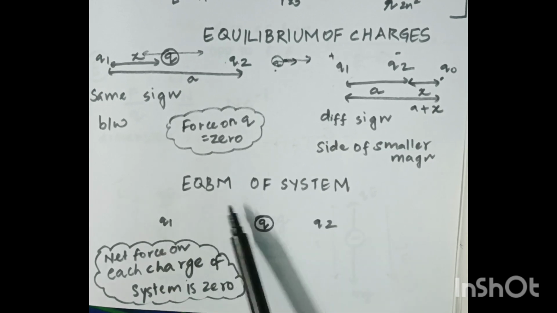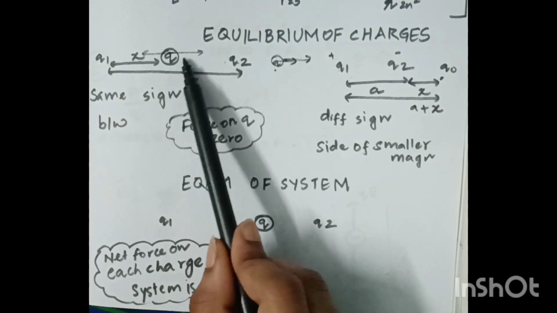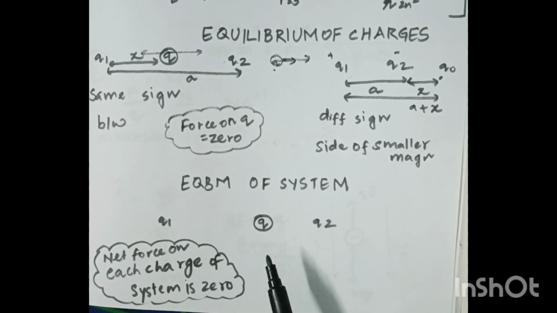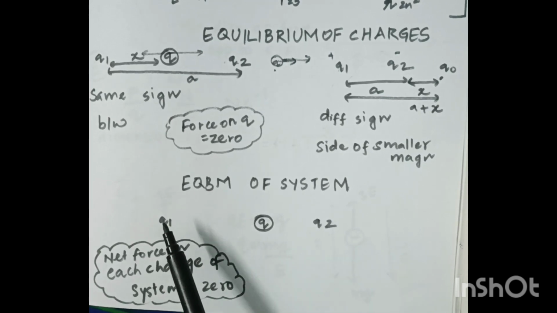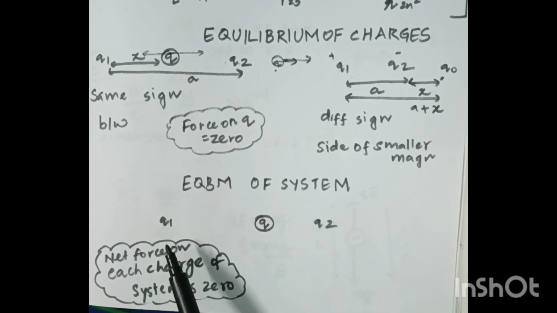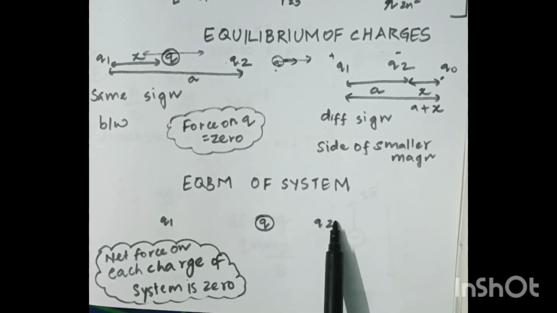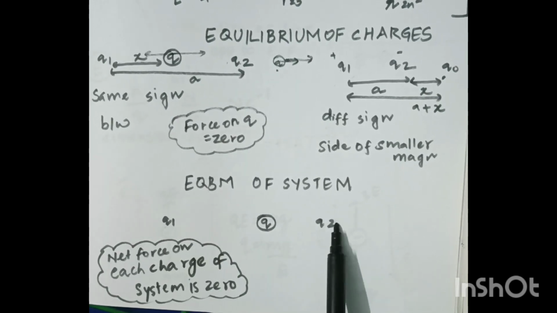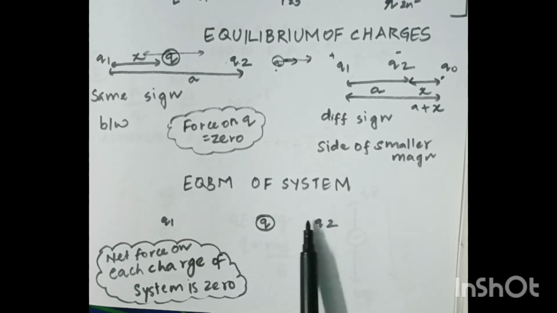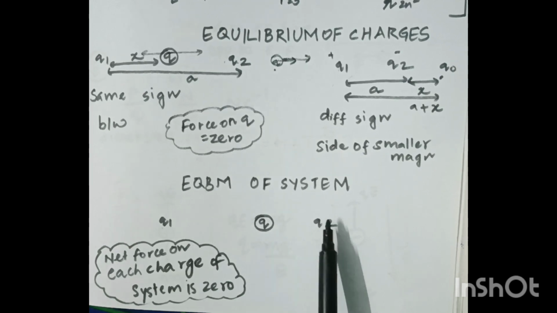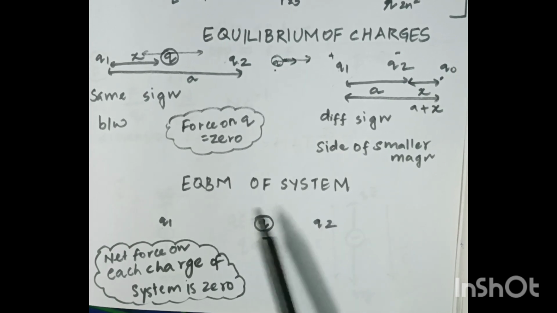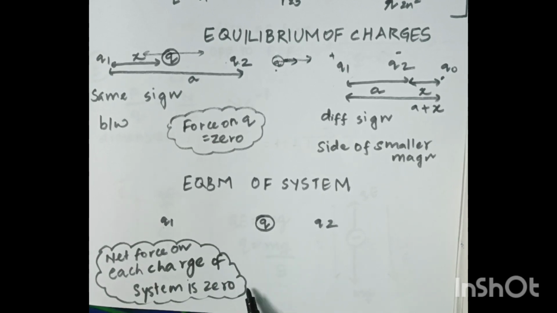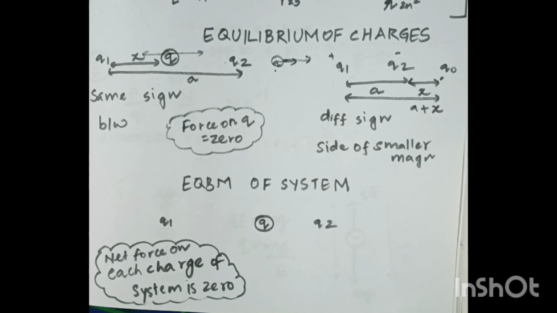Equilibrium of system. Previously we have seen only charge Q was at equilibrium, but now if the whole system has to be in equilibrium, what does it mean? The force on any of the charges must be 0. Because of Q and Q2, the force on Q1 must be 0. Because of Q1 and Q2, the force on Q must be 0. Similarly, because of Q and Q1, the force on Q2 must be 0. Only then we can say the system is in equilibrium. So the net force on each charge of the system is 0. That is what is called the equilibrium of the system.